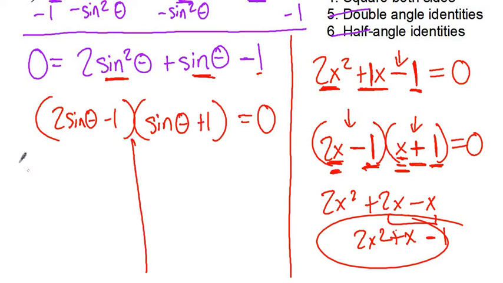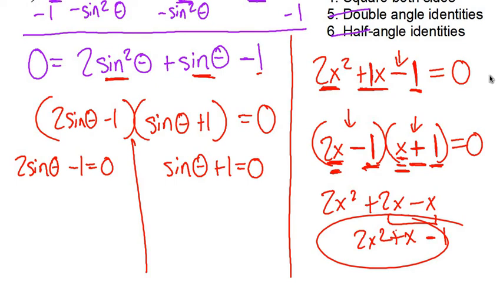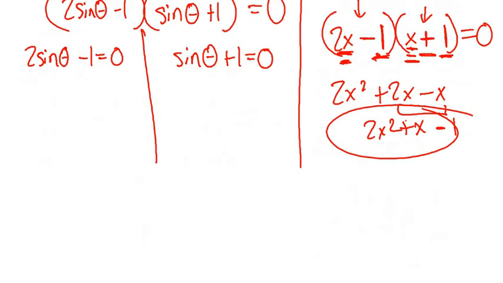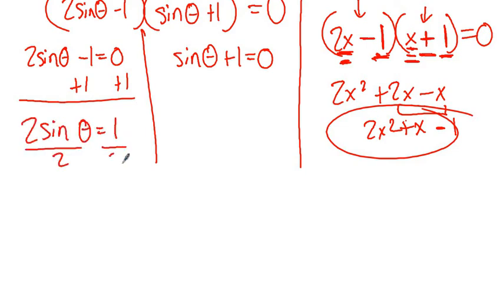So now we're ready to solve this, so we'll set each of these equal to 0, because either of those parentheses equaling 0 would cause the whole thing to be 0. And now on the left side we'll solve that by adding the 1 and then dividing by 2. So we get 2 sine theta equals 1. We'll divide by 2. So we get sine theta equals 1/2.